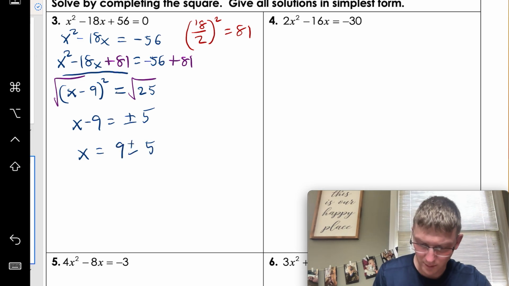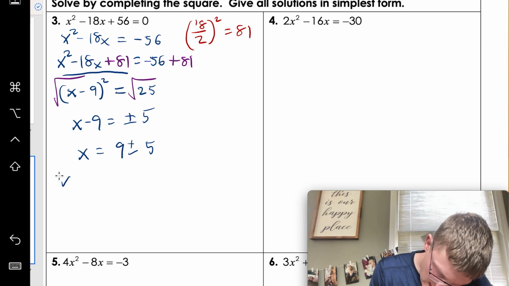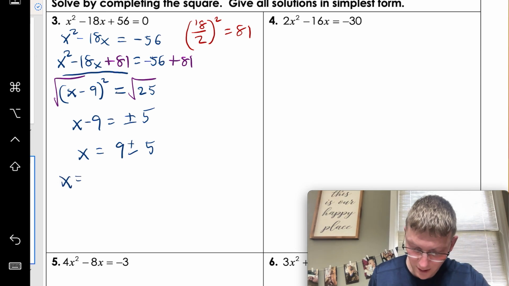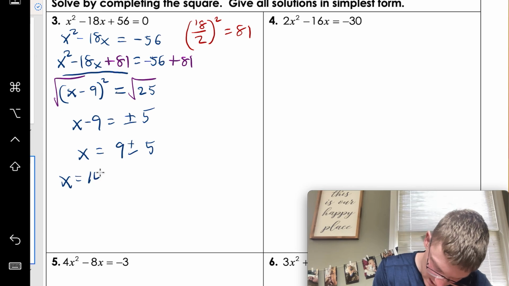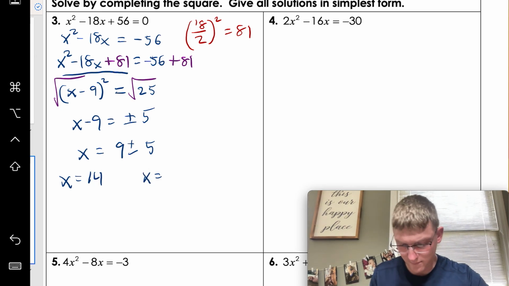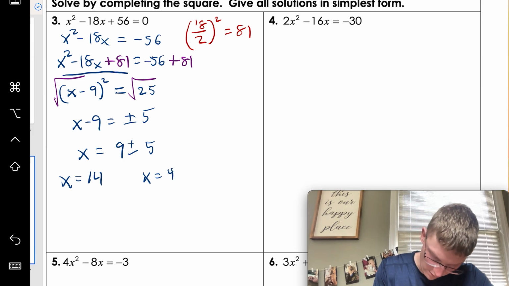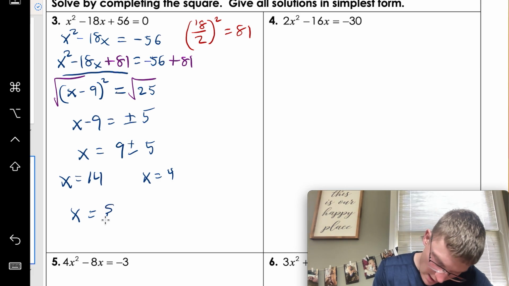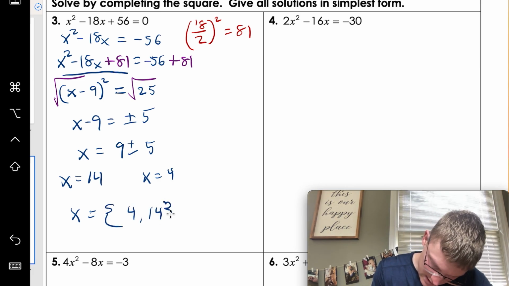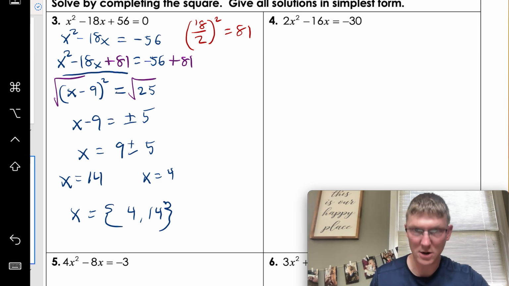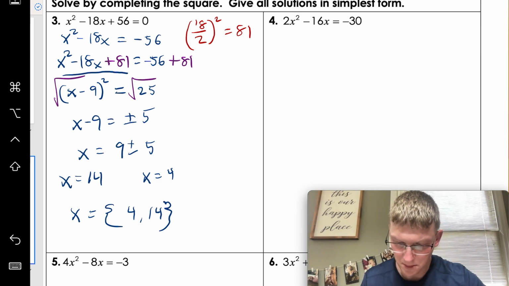We added 9 to both sides. So that means that x equals 9 plus 5, which is 14, as well as x equals 9 minus 5, which is 4. So if we want to be super cool and awesome and make it look all pretty, x is the set of 4 and 14. Oh, that's just terrible squirrely bracket, but whatever.